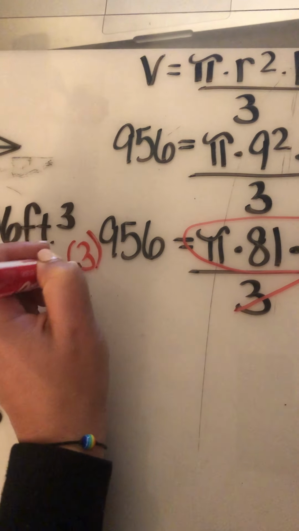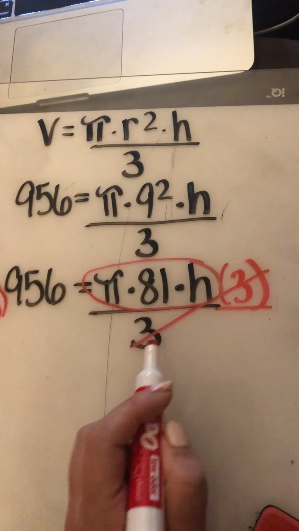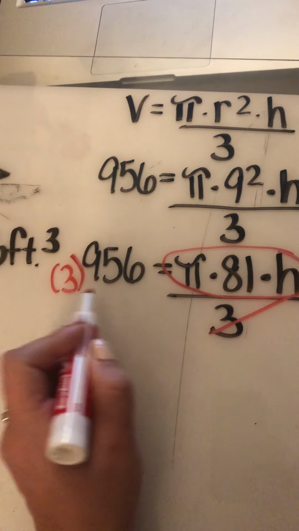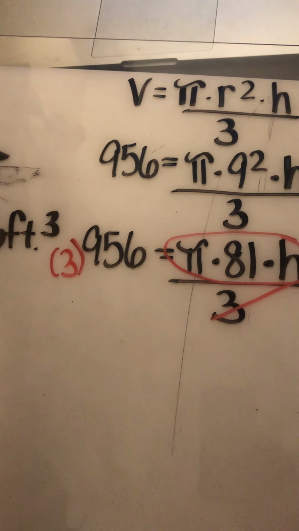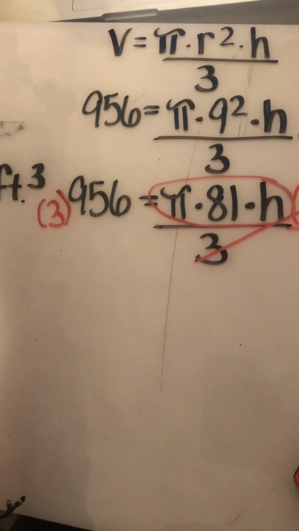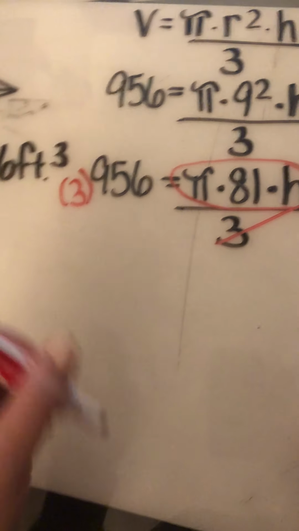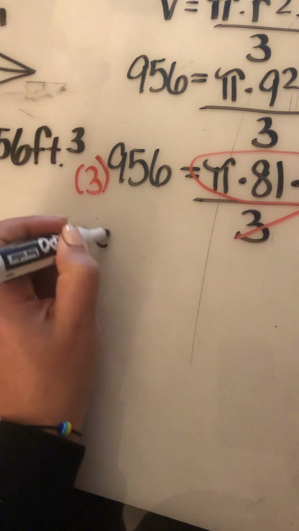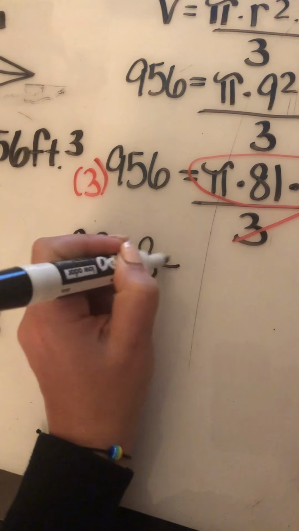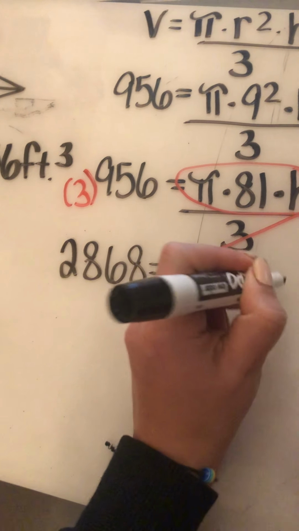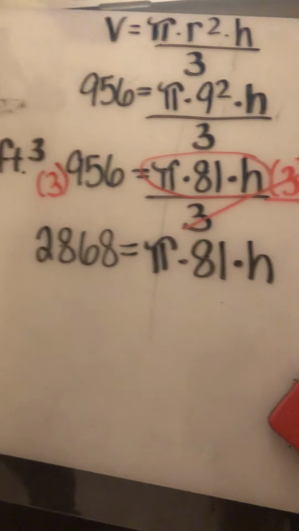And this is where I see a lot of students make mistakes. They remember to multiply by 3 to get rid of the fraction, but they forget that the volume on the left side also needs to be multiplied by 3. So just remember to do that to both sides. Okay, the product of 956 times 3 is going to give us 2,868 equals pi times 81 times the height. Okay, so now this looks much better.